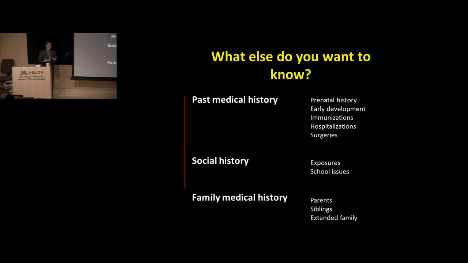So, what we want to figure out is what his prenatal history was, early development, immunization history, hospitalizations, surgeries, exposures, school issues, and also anything wrong with the parents, siblings, or extended family. But let me just go back and say, in terms of the prenatal history, that sometimes can give us a clue, because one thing that we're trying to figure out is, is this a congenital disease or is this an acquired disease?